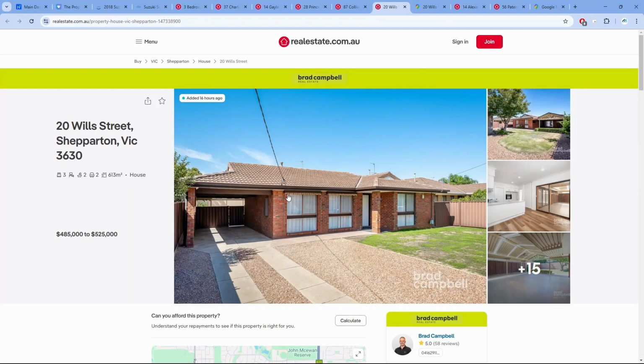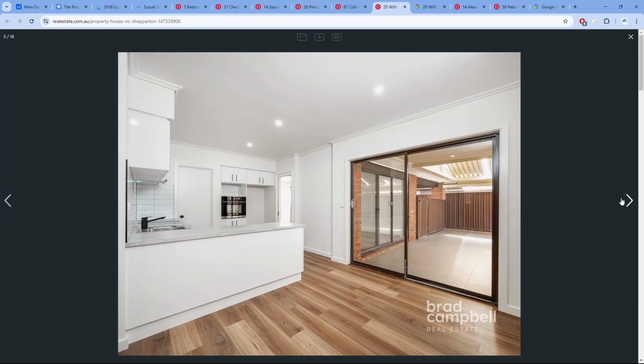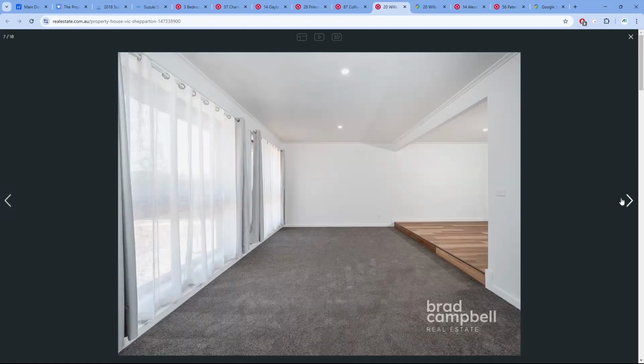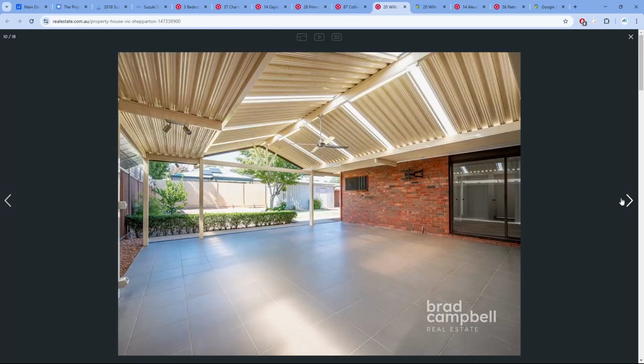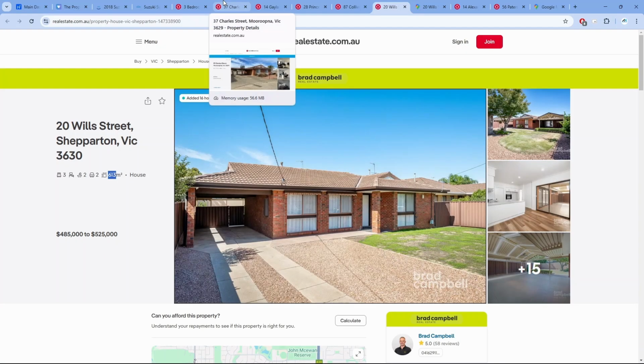And in our property, we have a 3x2, 613 square meter block of land. And you go through the photos. Okay, it's a very well interior renovated property, new carpets, new tiles, new paint, etc. All right, very, very well done property. Now we go through our examples.